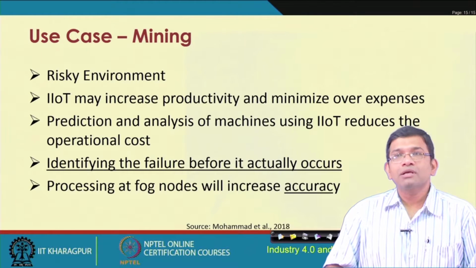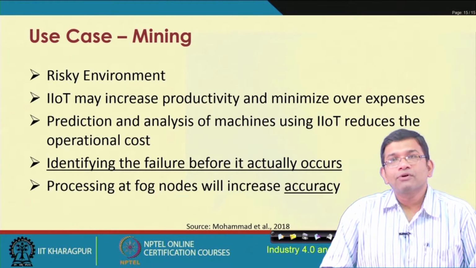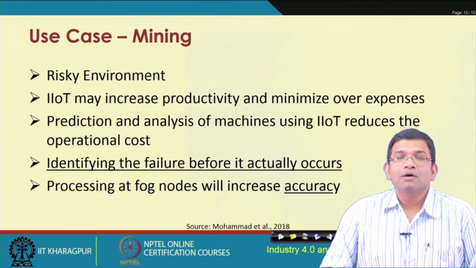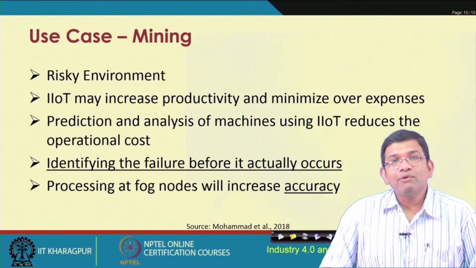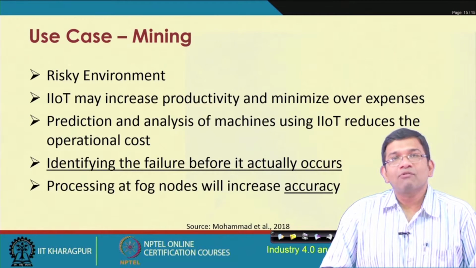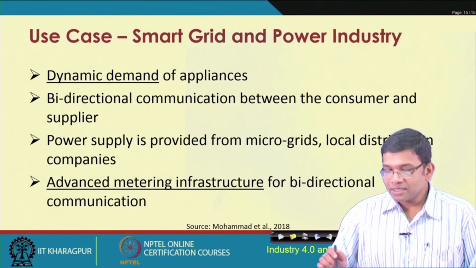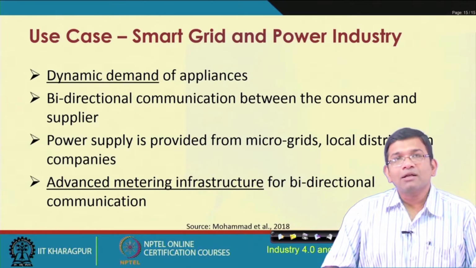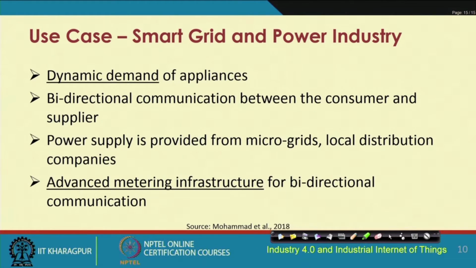The mining industry finds a lot of scenarios where fog can help, because fog can help in reducing the overall response time. Accuracy can be improved with the help of fog. Response time reduction, improvement of accuracy, all of these things can be done with the help of fog based deployment of IIoT solutions in the mining industry. So, this is just in a nutshell what I have told you. Like this, for other industrial sectors as well, for smart grid, power industry, etc., fog is very important.